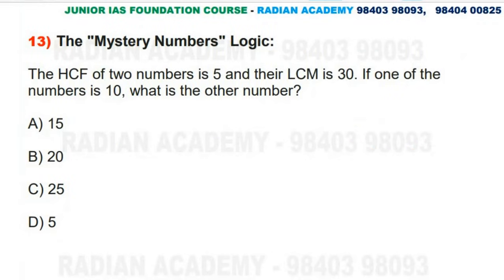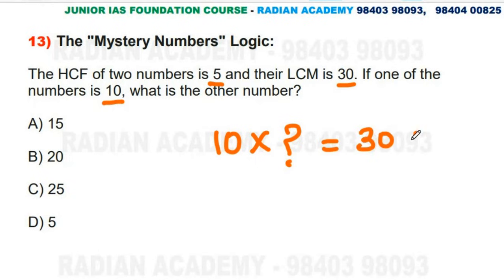The mystery numbers logic. The HCF of 2 numbers is 5 and the LCM is 30. One number is 10. What is the other number? Easy. I know the formula. You also know the formula. So what is the answer? We know that the product of 2 numbers is equal to LCM times HCF. One number is 10. Another number I don't know. So this is equal to LCM 30 into HCF 5.